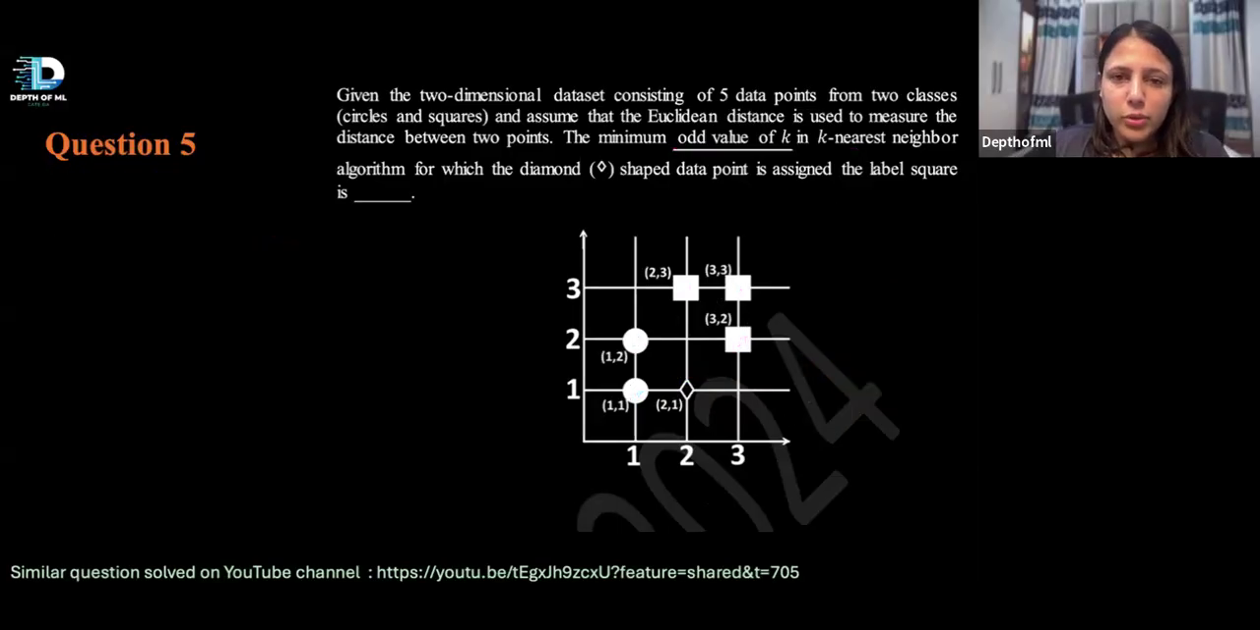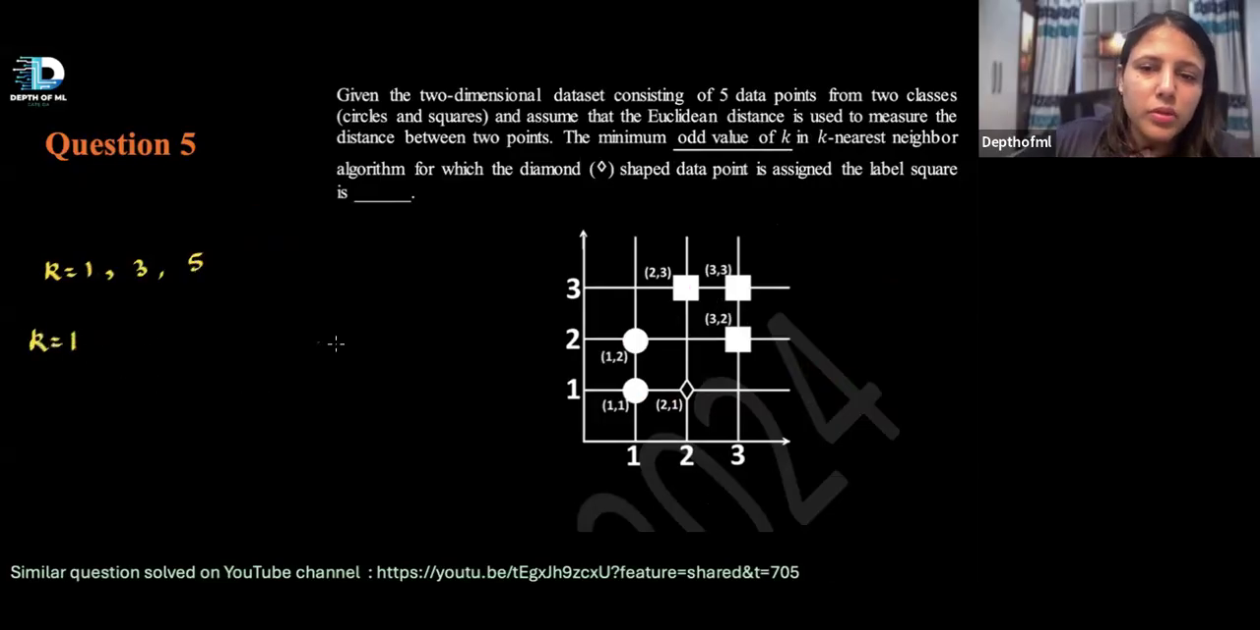Can we do this? First of all, focus on odd values of k. So k can be 1, 3, and 5. So k equals 1. What is the nearest point to this diamond point? It is 1, 1. This other one is at a diagonal distance, so it is definitely greater than this particular distance, because it's on a diagonal, and this is also on a diagonal. So these two are farther away from the 1, 1 point. So the nearest neighbor is 1, 1.